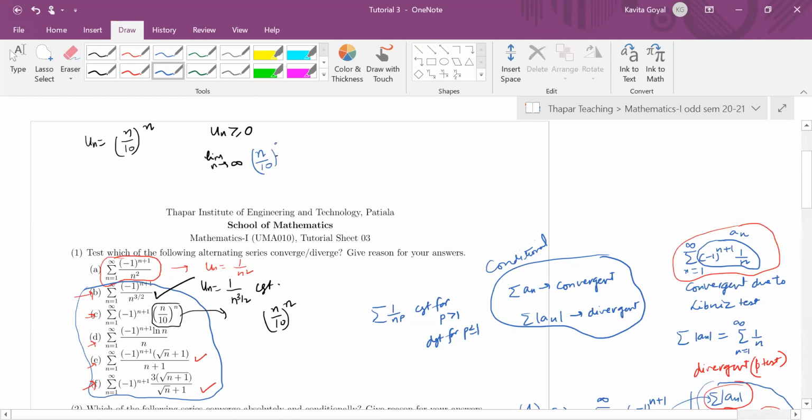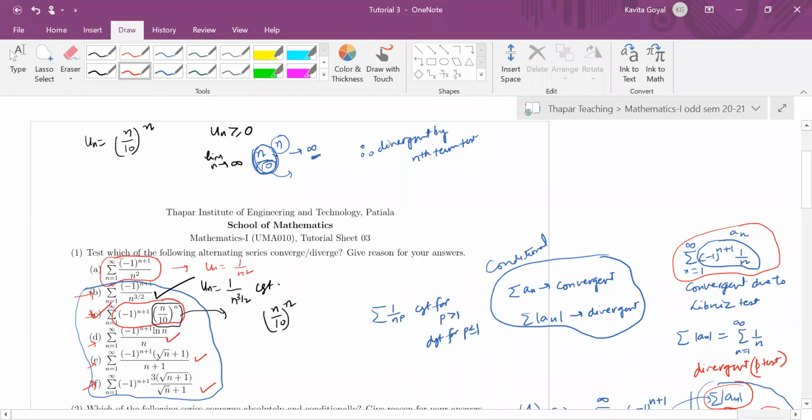Infinity. Why? Because this 10 is fixed, so after 10 terms, this term is going to be greater than 1 and raised to power infinity, that for sure is infinity. You can also compute it analytically, taking logs and applying the L'Hopital rule. So this limit is infinity, therefore divergent by which test? By nth term test. So the third part, C, is divergent by nth term test.